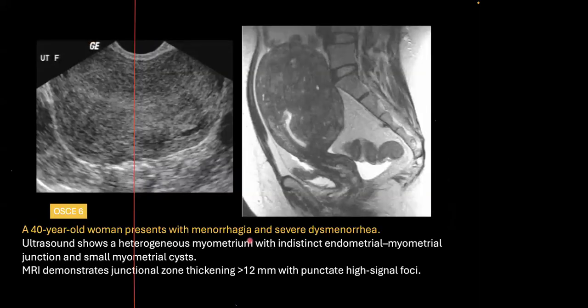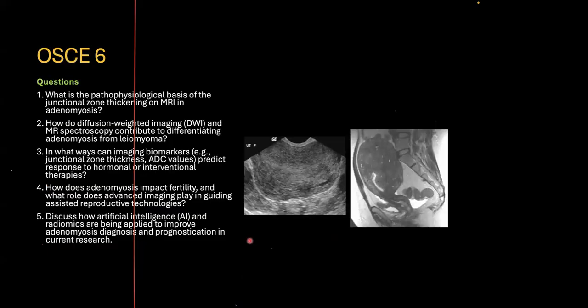Okay, so we're left with just four more spotters. Let's hurry up. Spotters now. Junctional zone is thickened with punctate high signal foci. Okay, the questions.